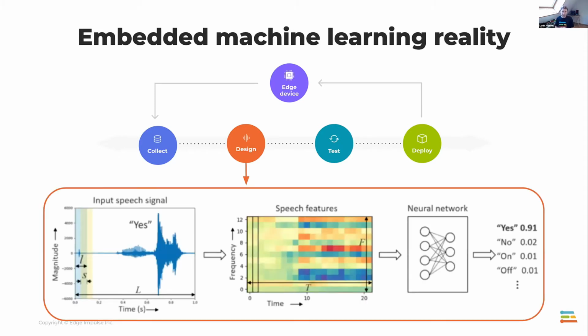When we speak about the design part, we usually have several steps. So we have the input data that can be, for example, voice, which has a length, a window size. Then we need to extract some meaningful features from this raw data to pass to the neural network, which will then be able to learn and make some predictions. So those steps can actually be pretty complicated.